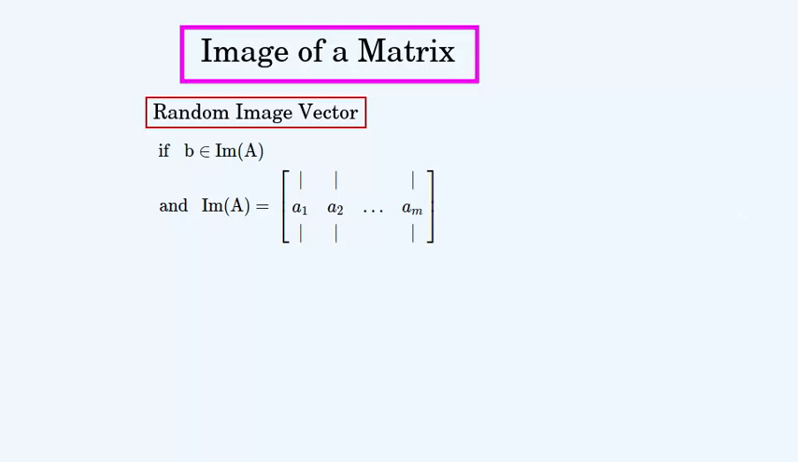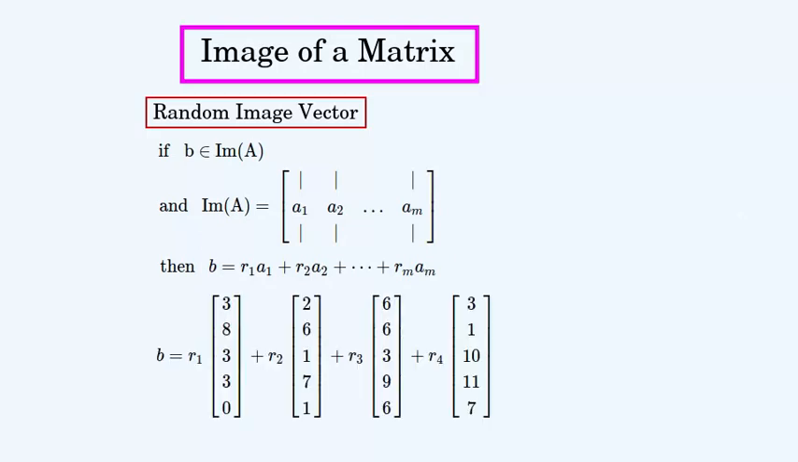We'll suppose that B is in this image, and this is what the image of A looks like as a matrix of column vectors. Then B will be in this form, where the r's are scalars and can be calculated randomly, and the a's are the column vectors in the image. Then for our example, B will be the sum of these vectors like this.